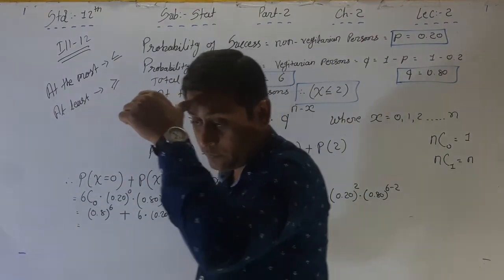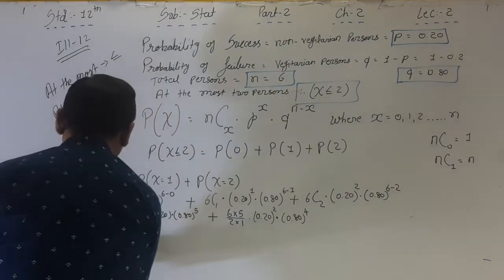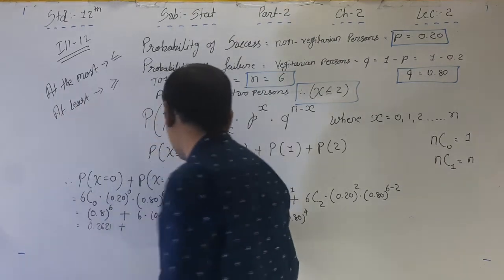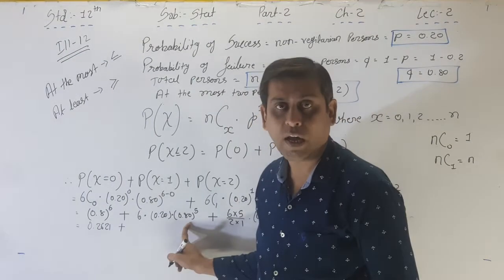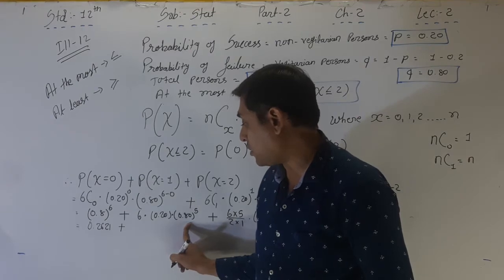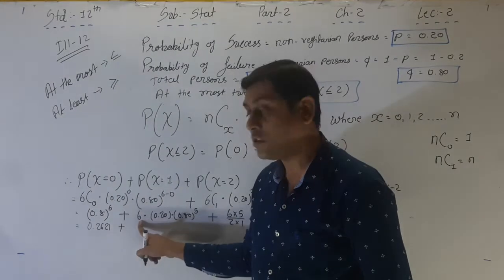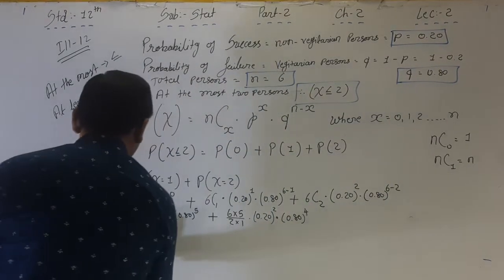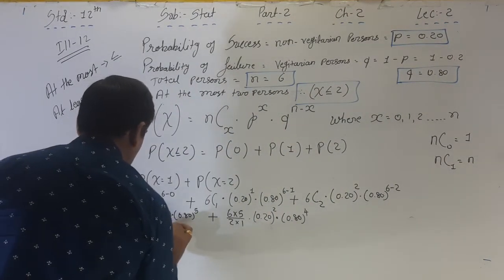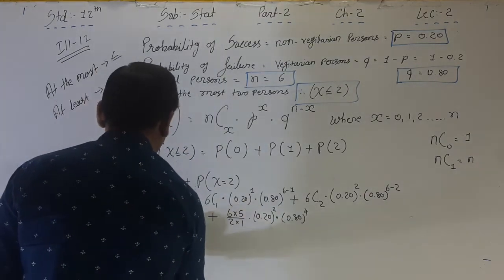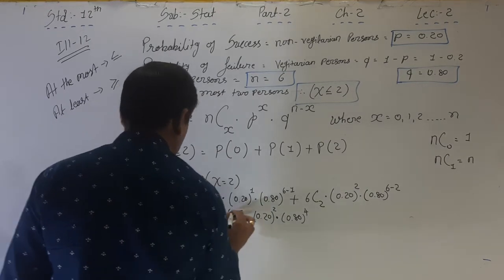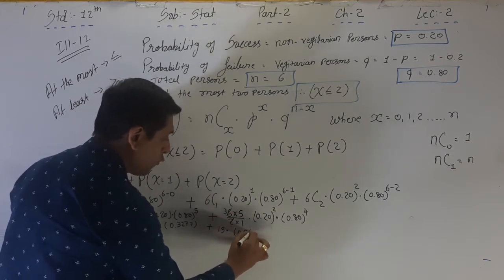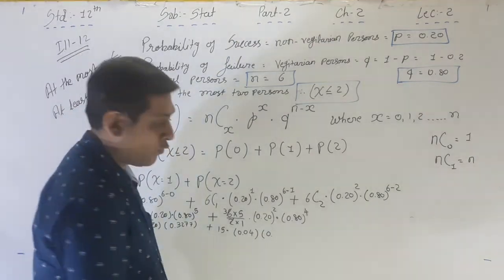Okay, so now simplify it. 0.8 raised to 6 is 0.2621, plus 6 into this into 0.8 raised to 5. First of all, find 0.8 raised to 5 in your calci. Then multiply the answer with 0.20 and then multiply the answer with 6. Find in your calci what the calculation is. Here I am writing 6 into 0.20 into 0.3277, plus 2 3s are, that's why 15 into 0.04 into 0.4096.